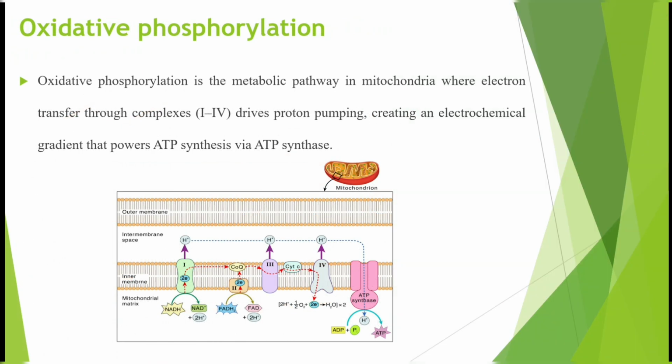Next, the final step of respiration, that is oxidative phosphorylation. Phosphorylation means the generation of ATP, which takes place in the presence of oxygen. It is the final stage of aerobic cellular respiration. It takes place in the inner mitochondrial membrane, where cells use energy released from the transfer of electrons from one complex to another.